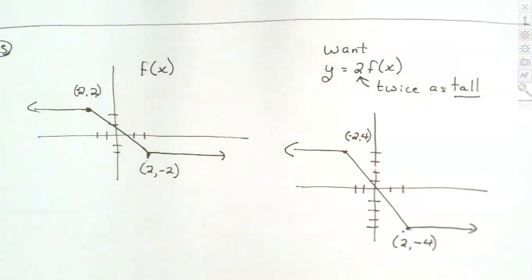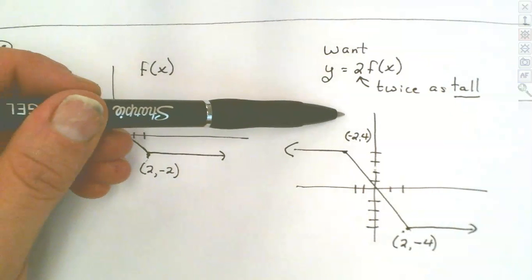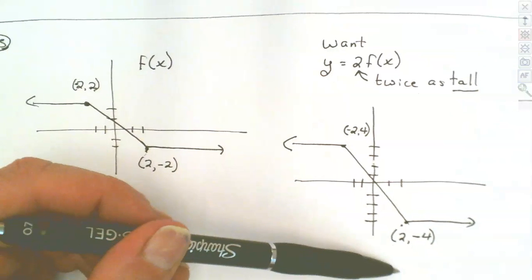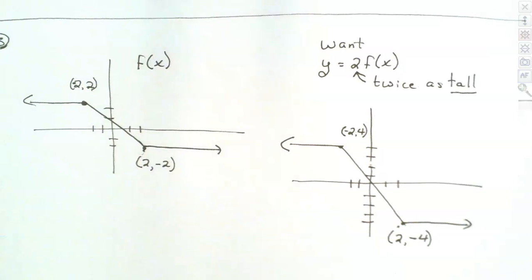So don't miss that one. If it was a 3 in front of it, what would you do? If it was a 3 in front, 2 times 3 would be 6, and it would be up here and way down here. So that's all you need to do is make it twice as tall.